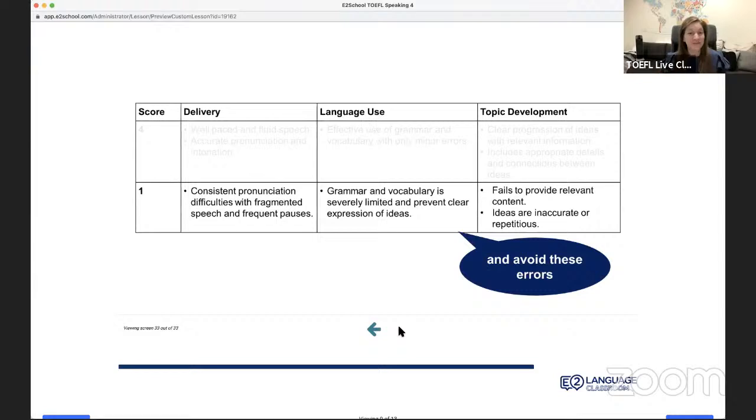A good answer will also avoid these errors. These are 1 bands: consistent pronunciation difficulties with fragmented speech and frequent pauses. And these are the pauses that aren't natural pauses. These are pauses where we're really thinking and looking for words, for language. The grammar and vocabulary would be severely limited and prevent a clear expression of ideas, and would fail to provide relevant content. The ideas are either completely inaccurate or it's just one idea repeated many times.